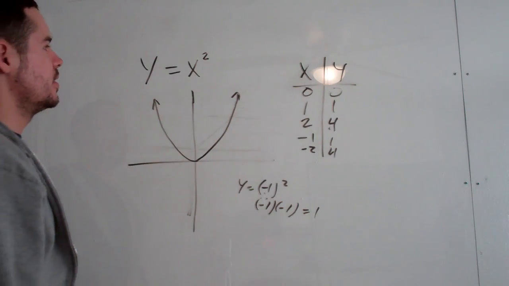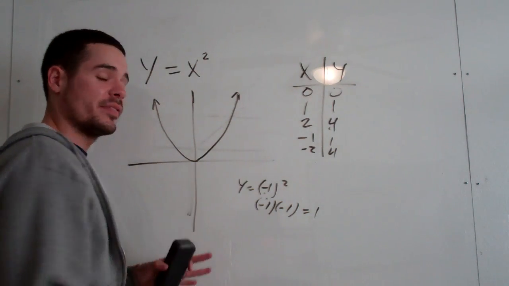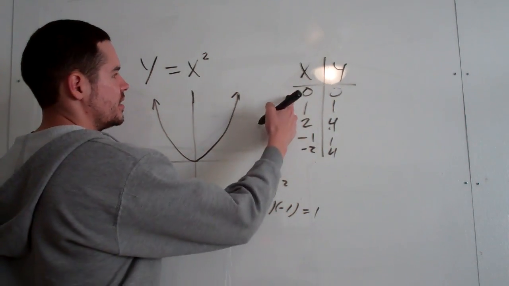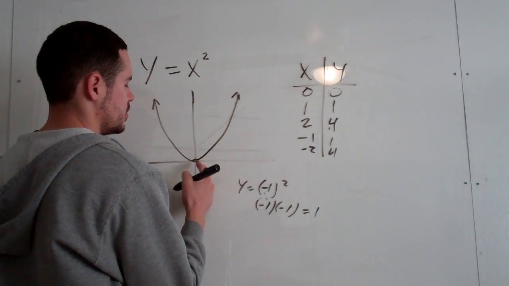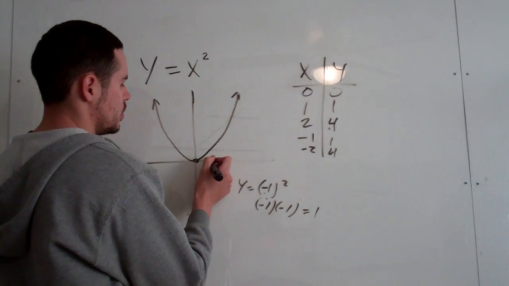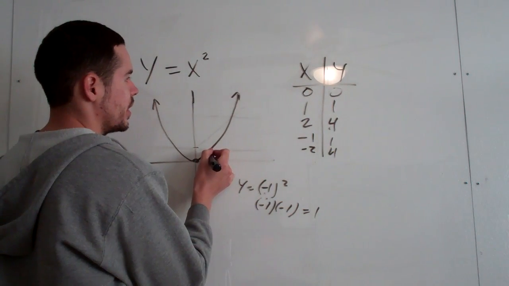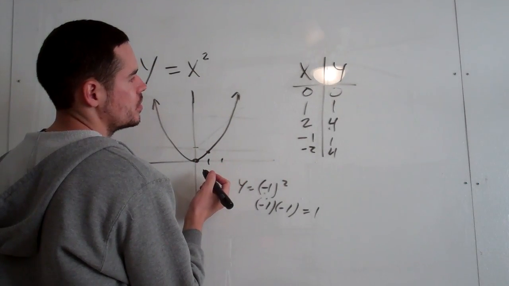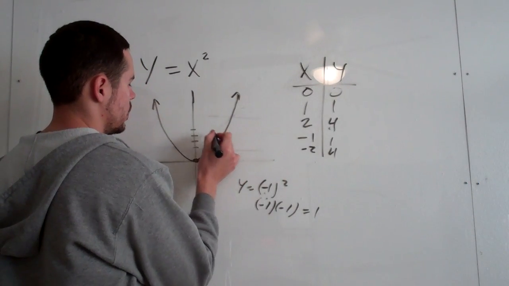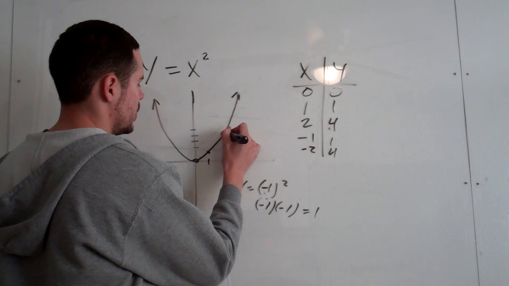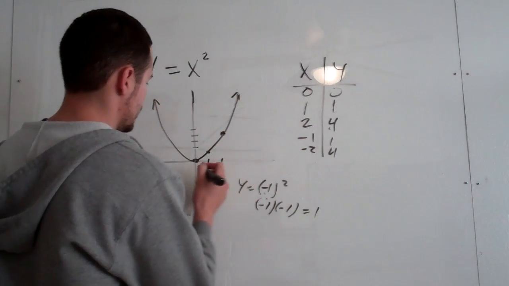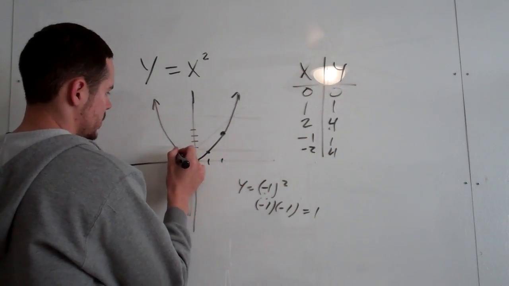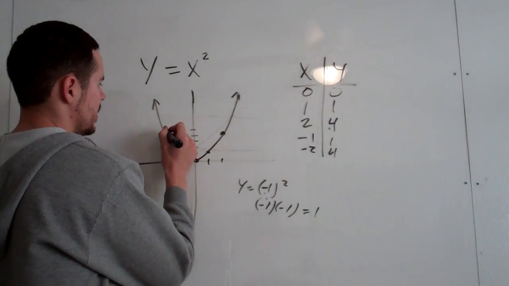Okay, so now let's see if this graph corresponds to my points here. At 0, 0, here's my point. At x is equal to 1, y is equal to 1, here's my point. At x is equal to 2, y is equal to 4. X is equal to negative 1, y is equal to 1, and so on. And it keeps on going like this.